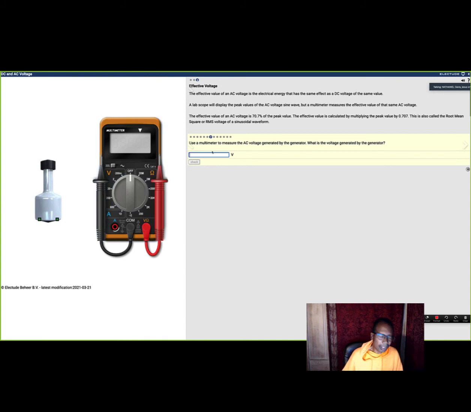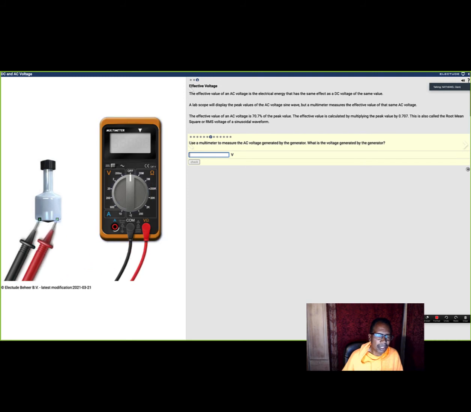Now, use the multimeter here. Use a multimeter to measure the AC voltage generated by the generator. What is the voltage generated by the generator? So I go here, and I go here. I put this on AC, turn this to 20 volts. I got 14.14.